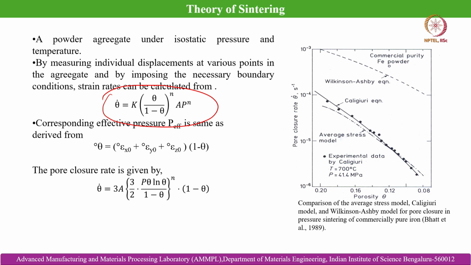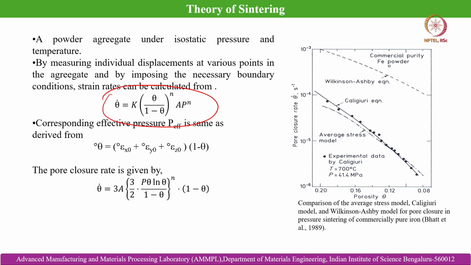In this case the powder aggregate is kept under isostatic pressure and temperature. So, by measuring individual displacements at various points in the aggregate and by imposing the necessary boundary conditions, we can calculate the strain rate like this. The corresponding effective pressure P effective is same as derived from the earlier discussed expression, that is degree theta is equal to strain in x, y and z direction into 1 minus theta.